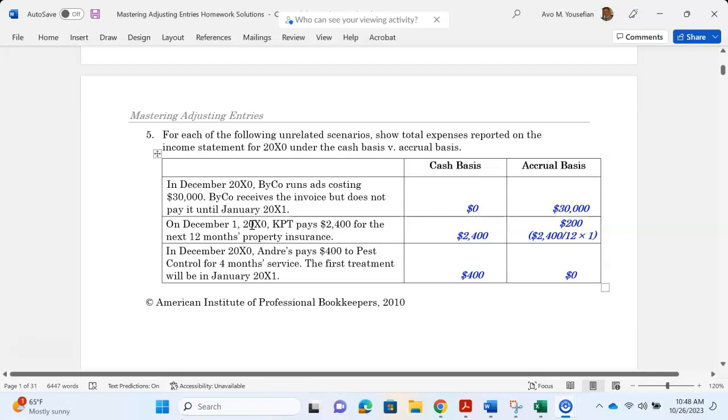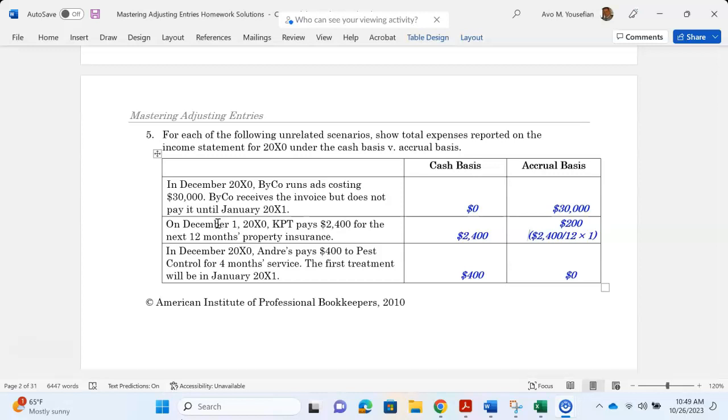On December 1st of 2020, KPT pays $2,400 for the next 12 months of property insurance. So cash is paid under cash basis. Because cash is paid, everything is an expense. But under accrual basis, cash is paid, yes, but that was in December, and just 1 month of December has expired until the end of the year.